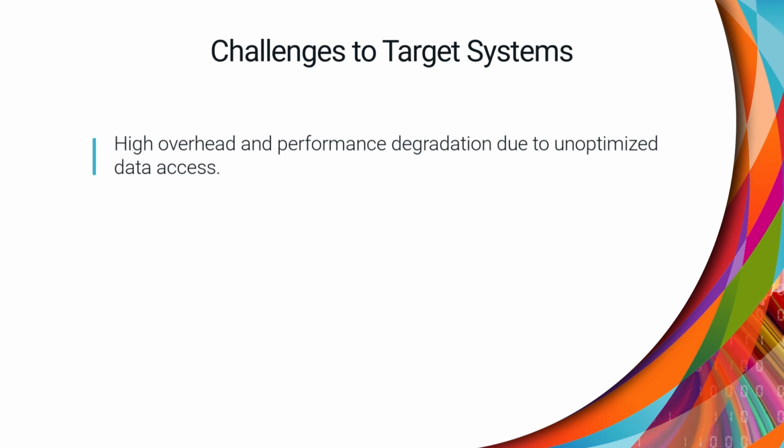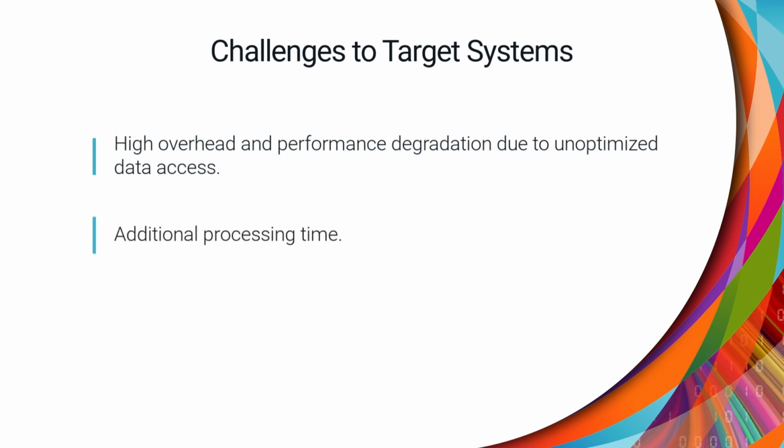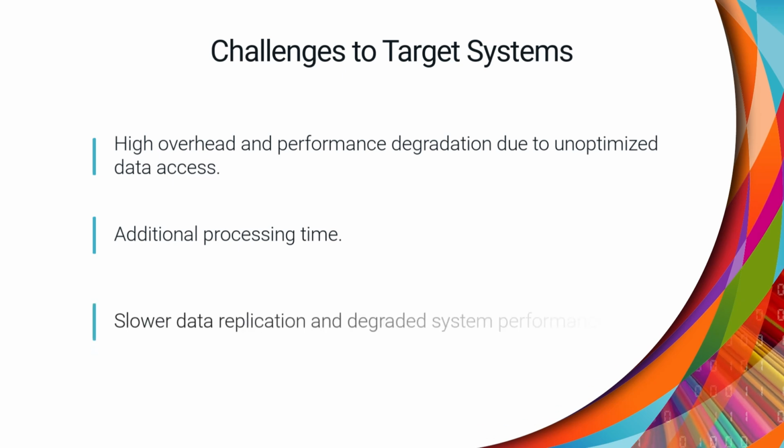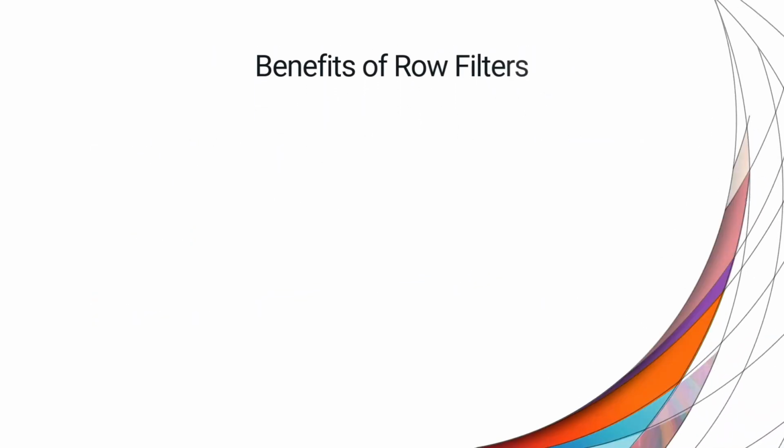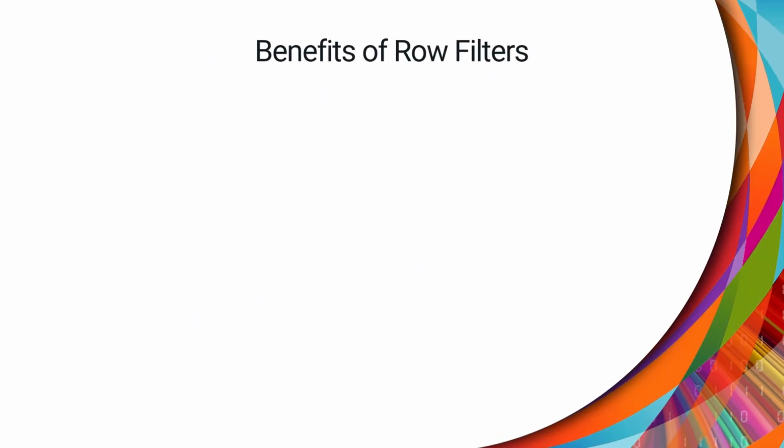The target system receives all data from the source, including some unnecessary data, which leads to additional processing time. And this additional processing time results in slower data replication and degraded system performance. To address these challenges, you can now filter data rows for selected source tables before they're applied to the target.